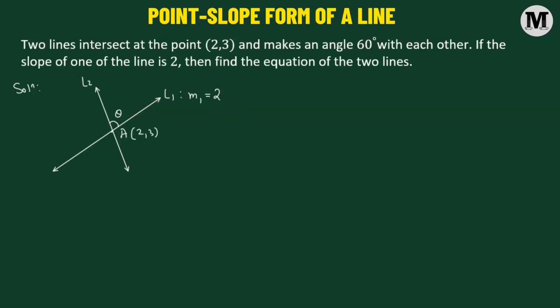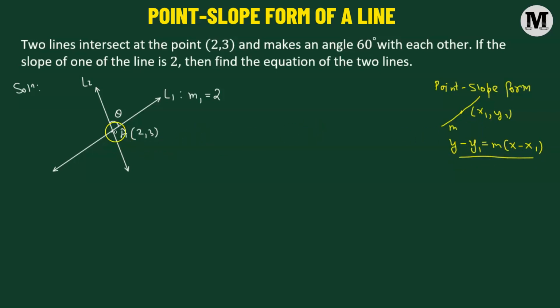Now, to find the equation of the two lines, we'll take the help of the point-slope form of a line. So let's quickly recap the point-slope form. Let's say we have a point whose coordinates are (x1, y1), and a line that passes through this point with a slope of m. Then the point-slope form tells us that y minus y1 equals m times (x minus x1) represents the equation of that line.